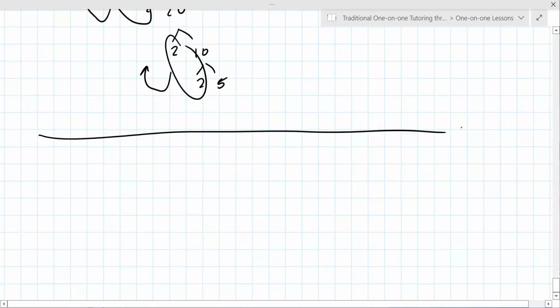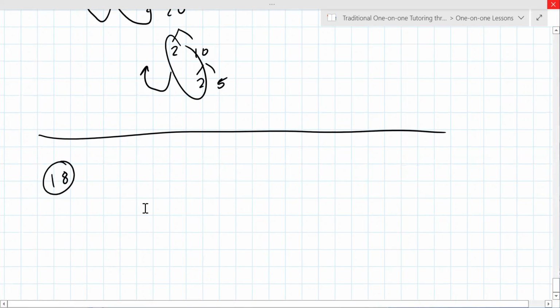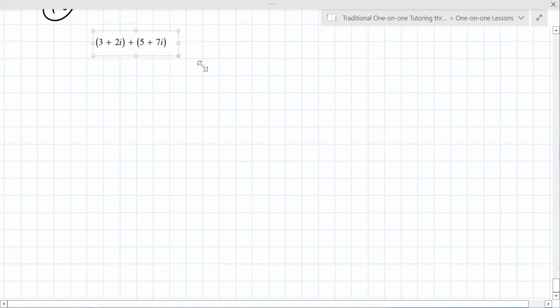Okay, let's move on. You might make a note or put a little asterisk there, and if we get another lesson together, we can look at some more problems like that. So 18, 19, 20, 21 are kind of all the same. They want you to do math operations with this i stuff.